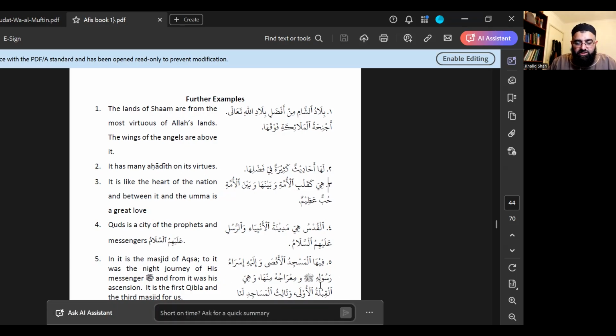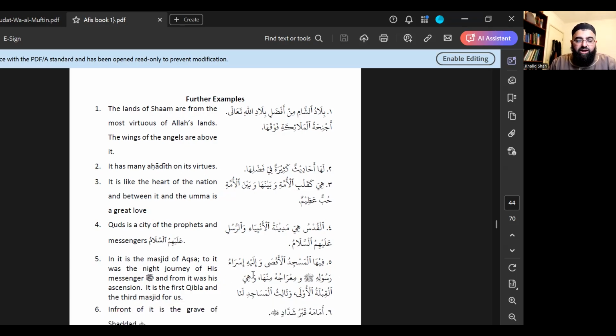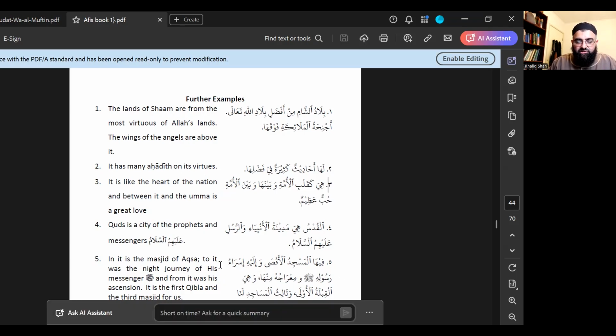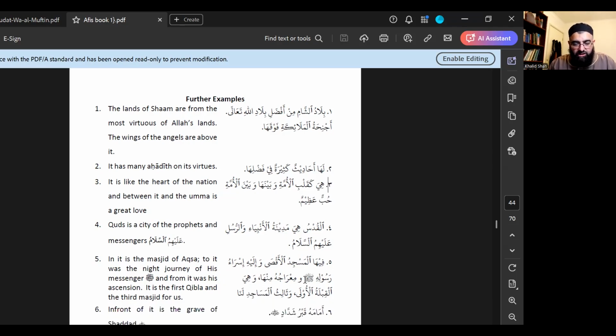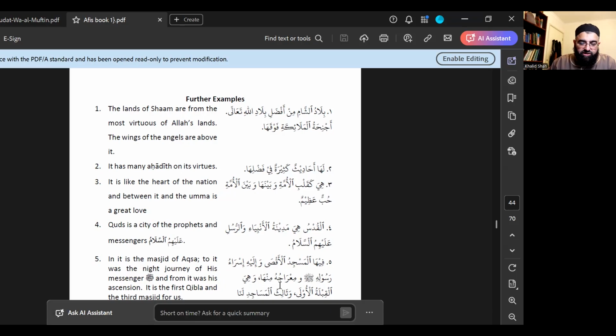وإليه إسراء رسوله صلى الله عليه وسلم. And to it is the night journey of his messenger صلى الله عليه وسلم. إسراء is mudaf, and the rest is mudaf ilayh; the he is a mudaf ilayh to Rasul صلى الله عليه وسلم. So Isra'u Rasul is the mubtada put after, and the khabar ilayhi is put first. وَمِعْرَاجُهُ مِنْهَا. And also another piece of information: his mi'raj is from it. So mi'raj is a mubtada. The waw just connects these multiple sentences together.